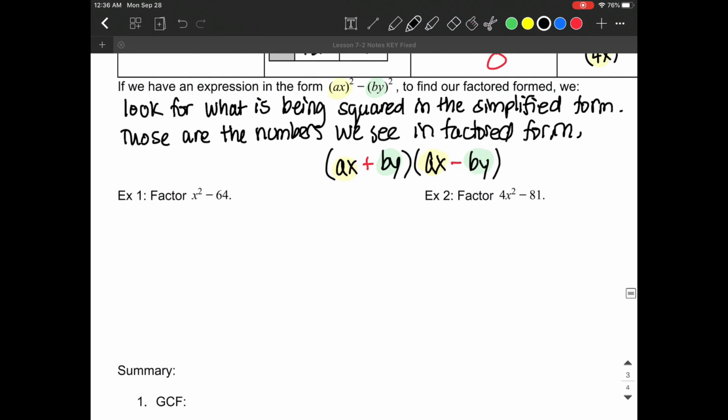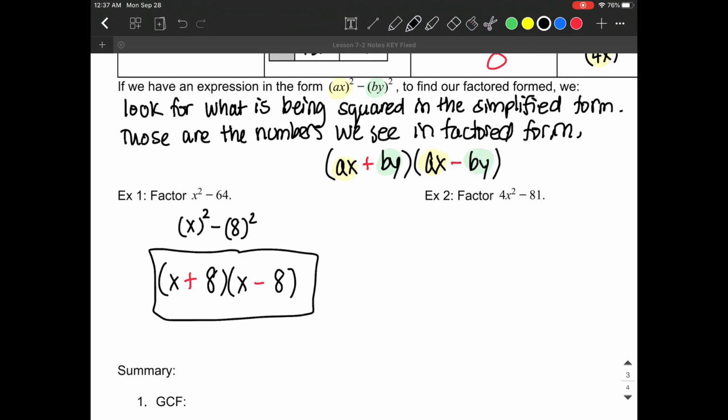So example 1, I want to factor x squared minus 64. So I'm going to break this down. What's being squared here to get x squared? It's x times x, x squared gives me x squared. What is being squared to get 64? I have 8 squared gives me 64. So for the difference between x squared and 8 squared, I know my factored form, first term is going to be x, second term is going to be 8. In one I have addition, and in the other I have subtraction. This is my factored form.